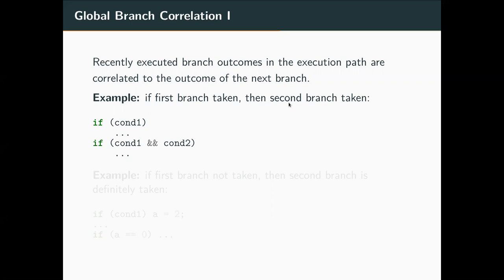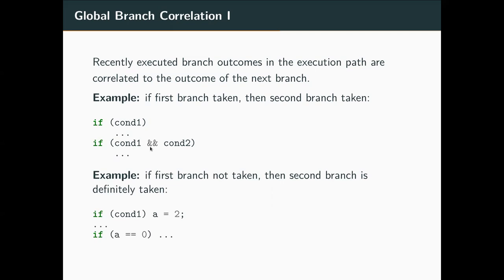If the first branch is taken, then the next one will also be taken. I'll change this to an or for now, because that will guarantee that we'll actually take this second branch, right? So there's some correlation between branches. Instead of just being local to a specific branch, we're looking at the previous branches that have happened through the execution of our program. So if this one's true, then this one's definitely going to be taken.